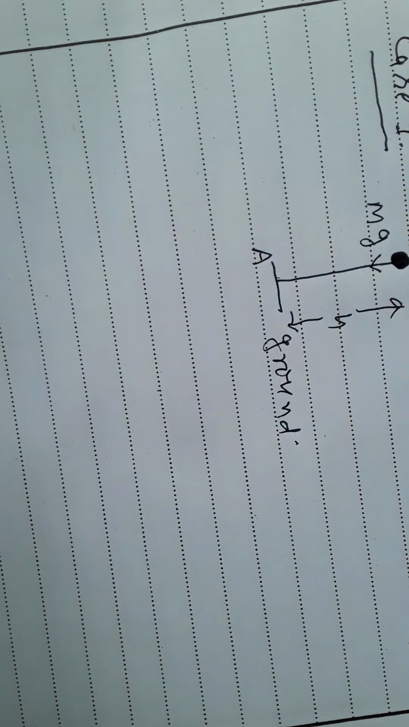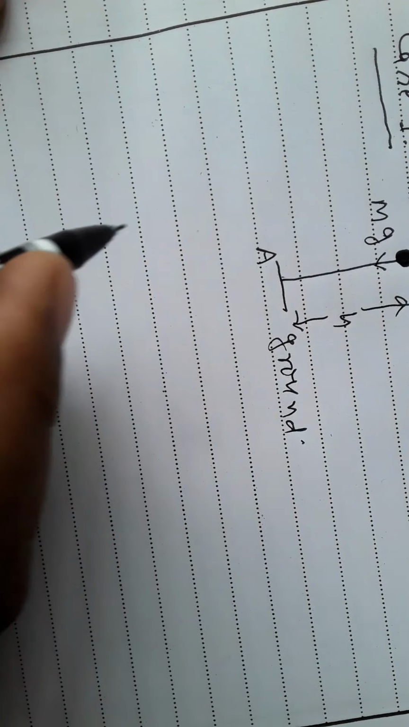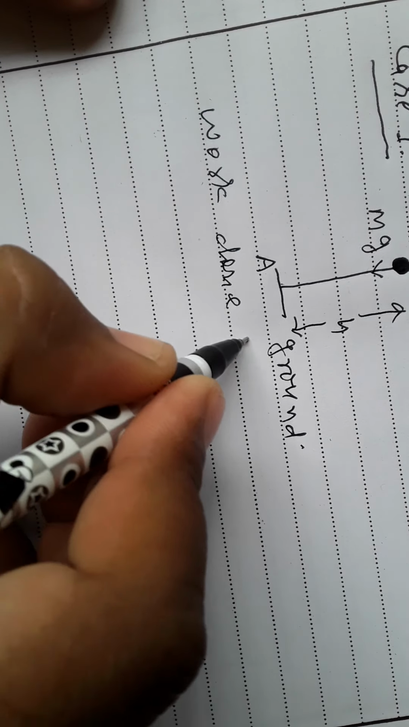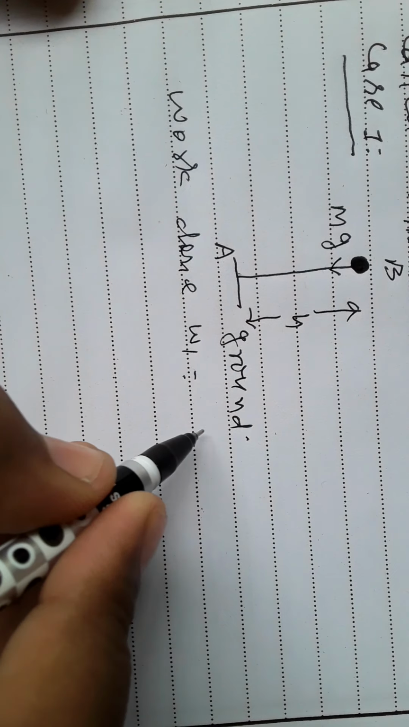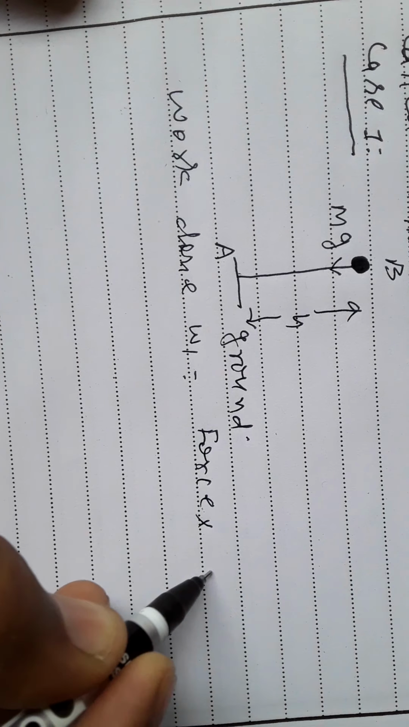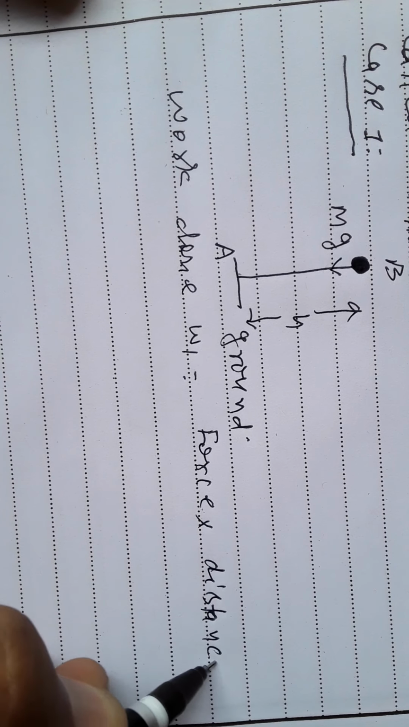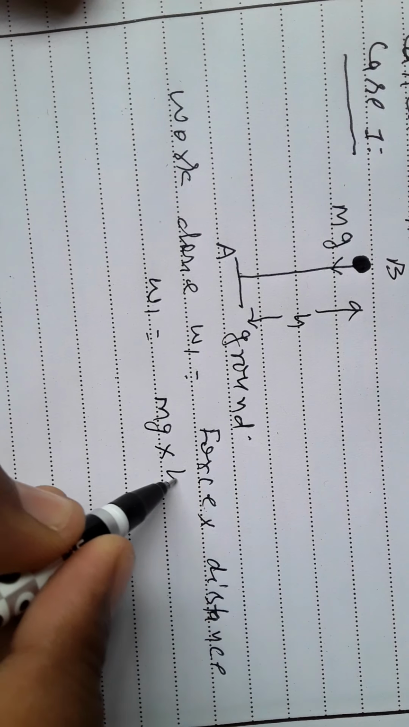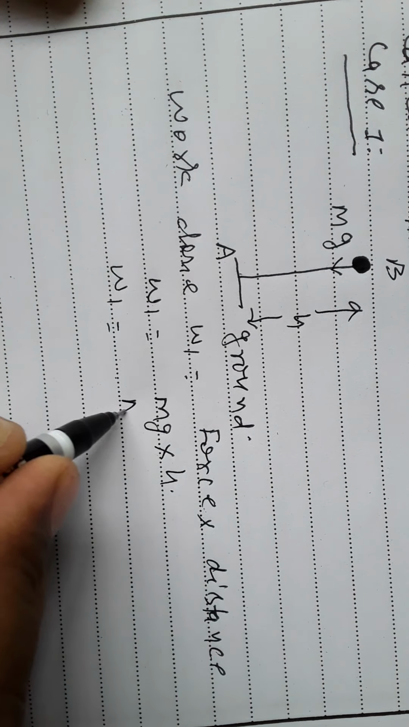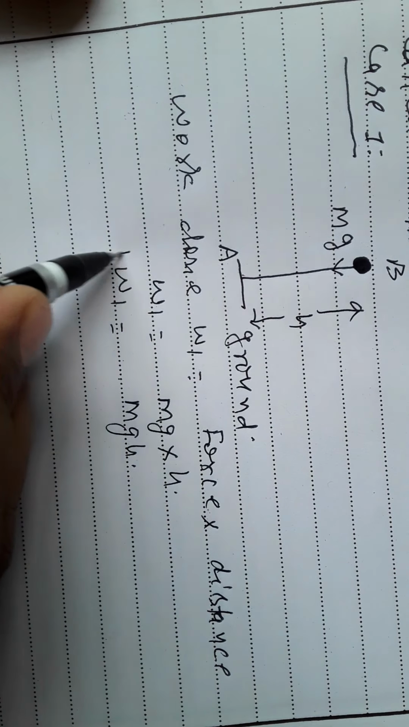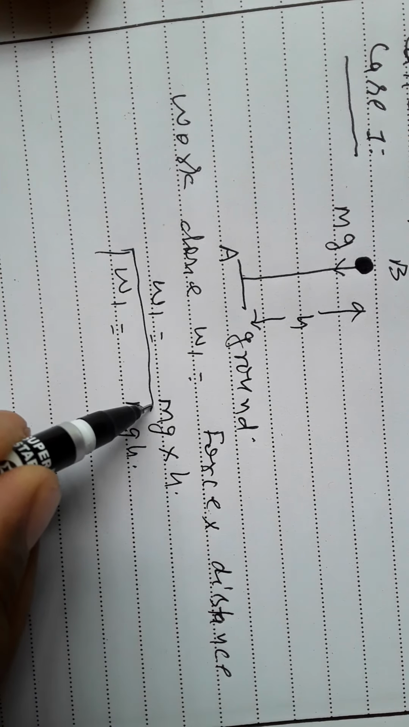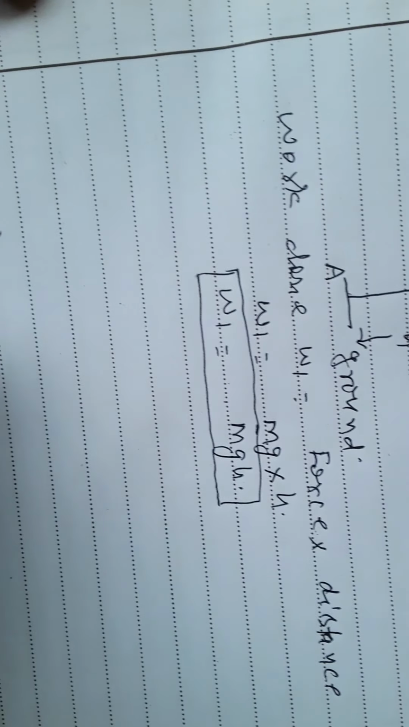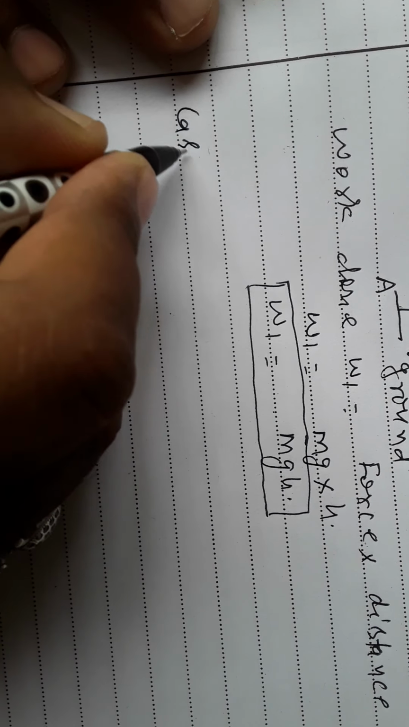Now work done, W1 is equal to force into distance. In this case, force is mg, distance covered is h, so work done will be mgh. So in the first case, if the body is moving upward, then work done by the force will be mgh.